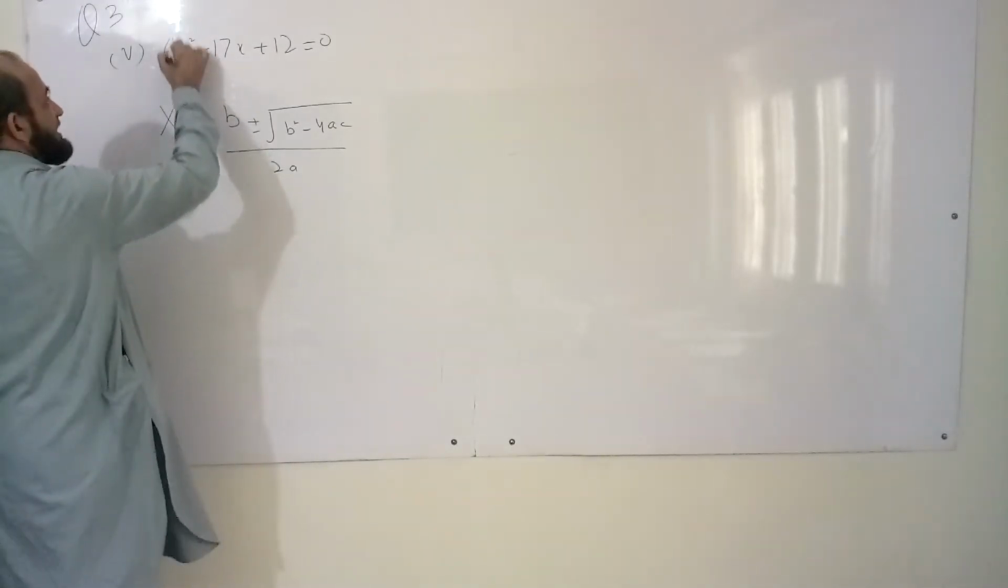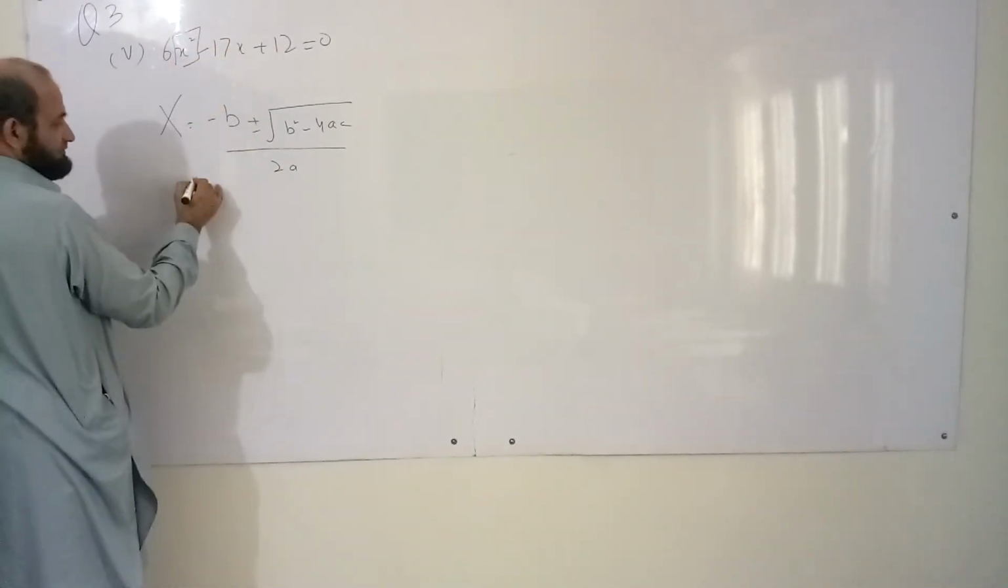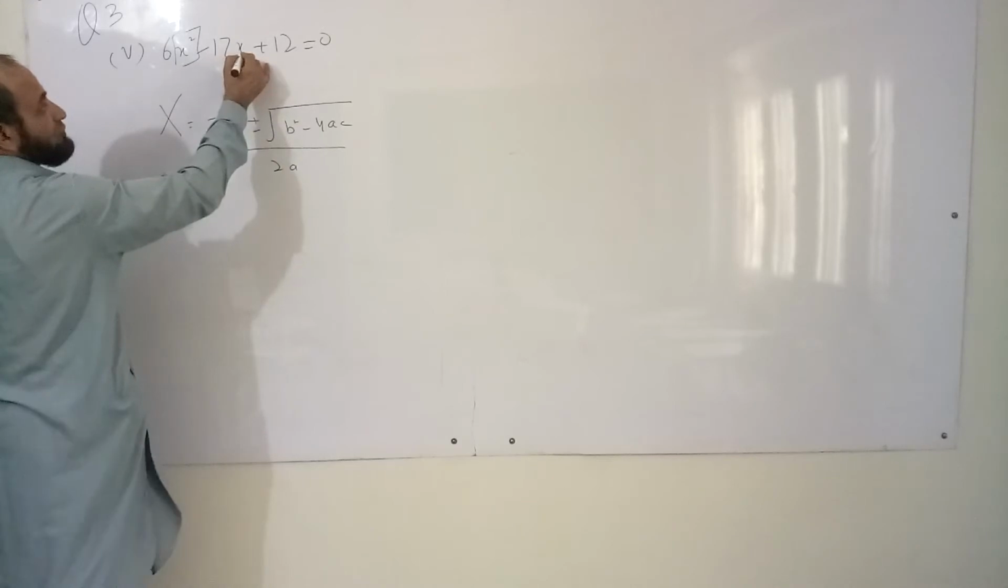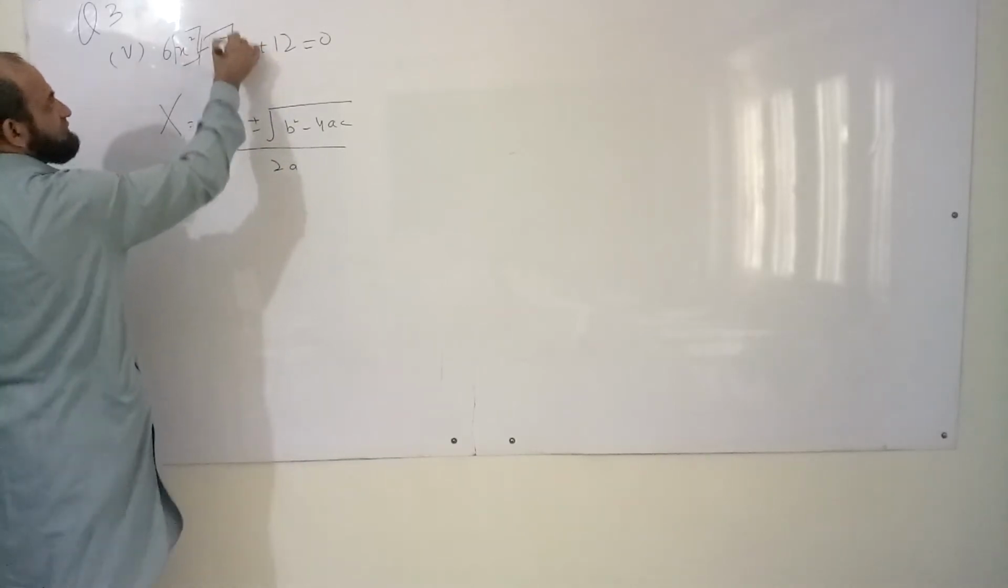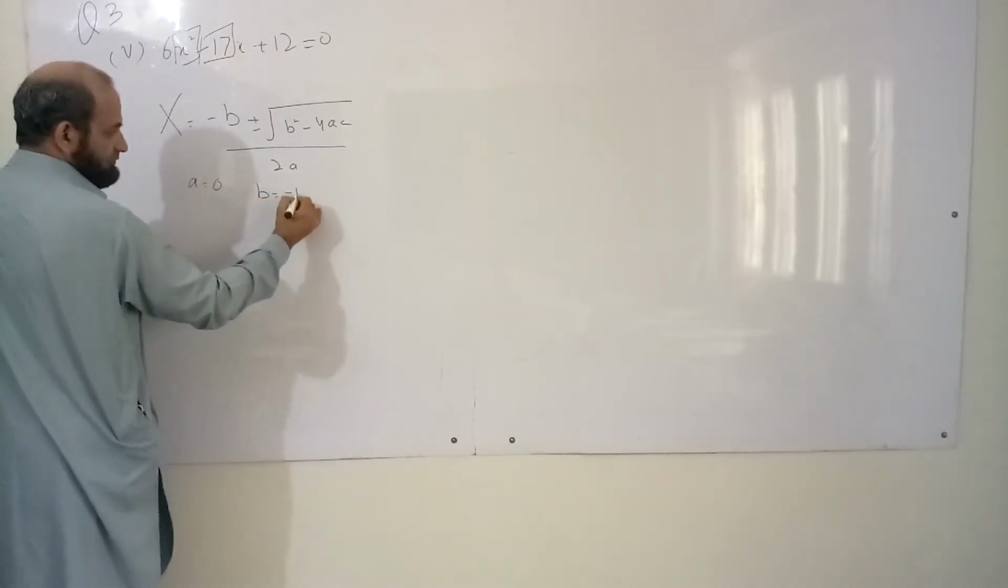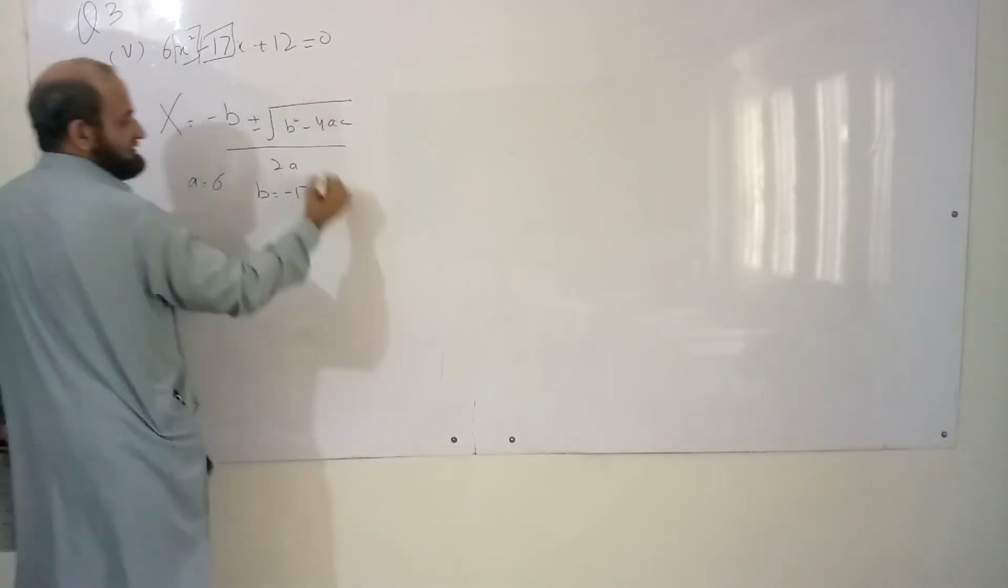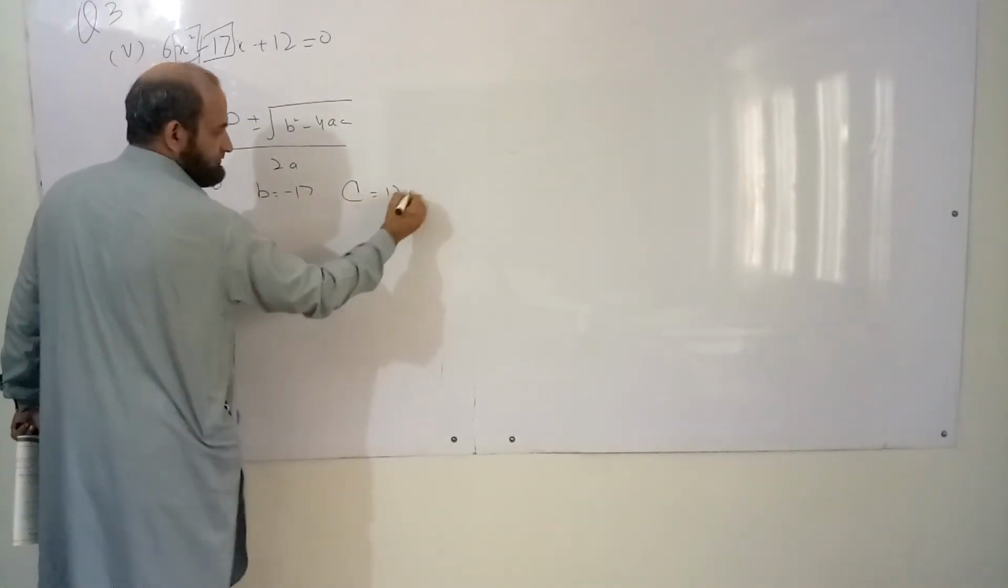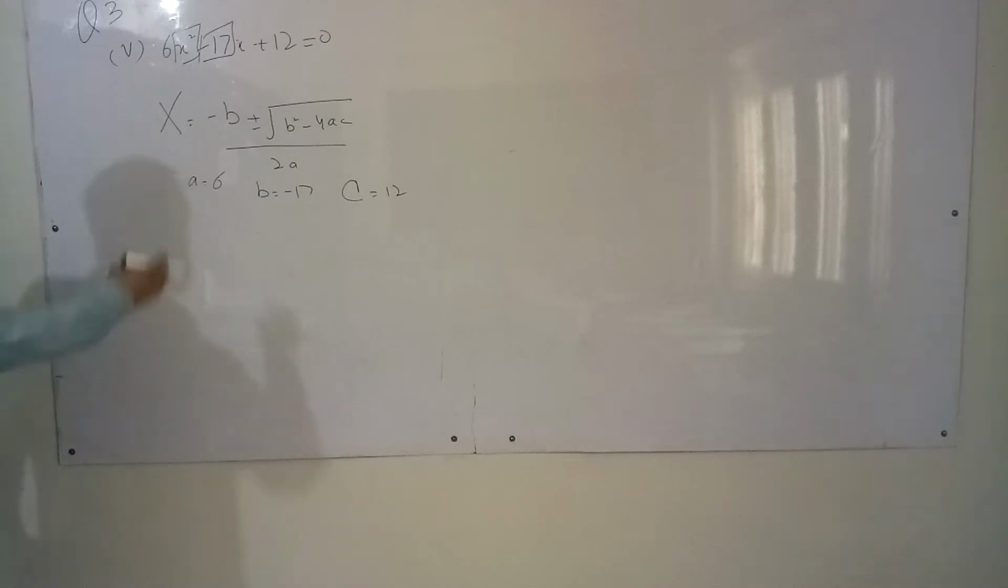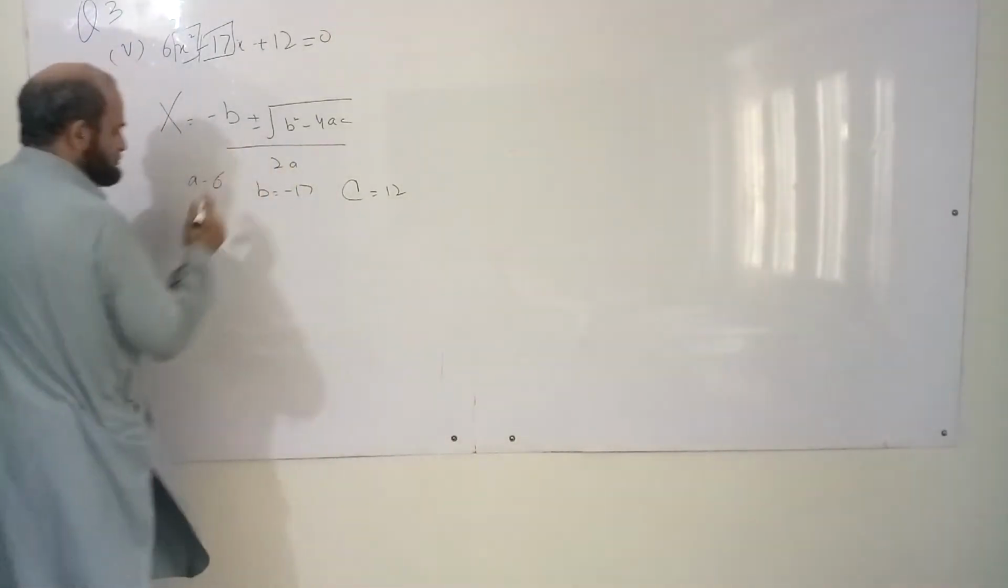The coefficient of x square, the highest part, is 6. It is the value of a. The coefficient of x is the value of b. And the last one is the value of c. Now we put a, b and c in this formula.